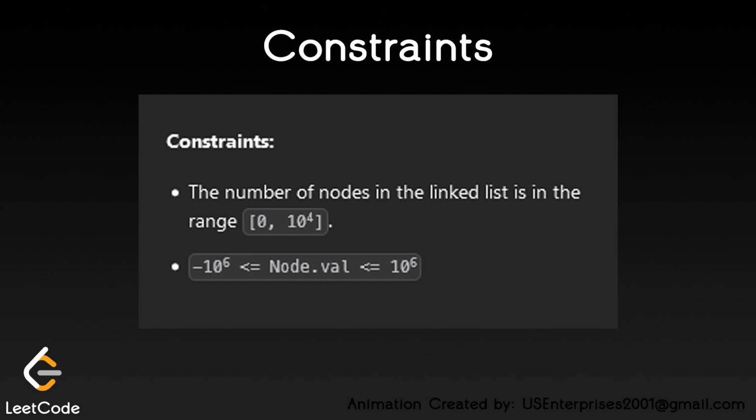Constraints. The constraints for this problem are: the number of nodes in the linked list is in the range of 0 to 10 to the 4th, also known as 10,000, and node.val, or node value, could be a value falling between negative 10 to the 6th, also known as negative 1 million, and 10 to the 6th, also known as positive 1 million.